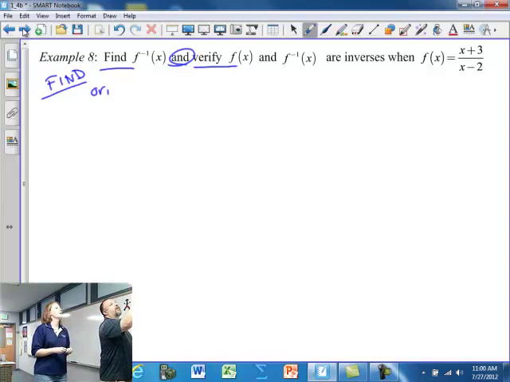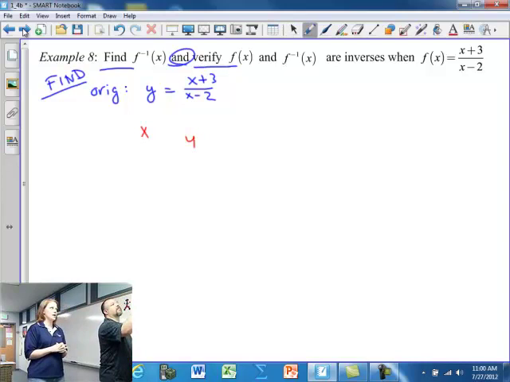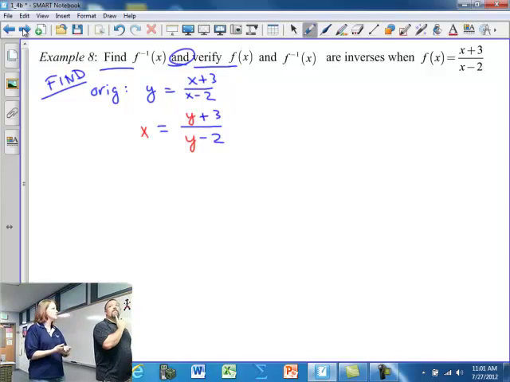And so our original function is just going to be y equals (x plus 3) over (x minus 2). Now we're going to switch the x's and y's. So we're going to have x equals, and then y plus 3 divided by y minus 2. So now this is a fraction.